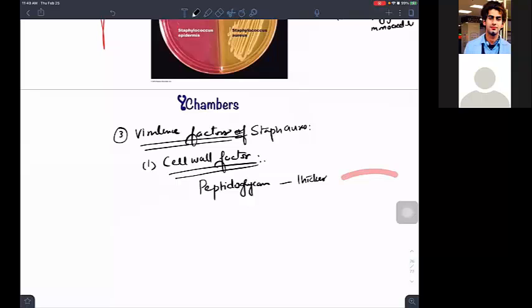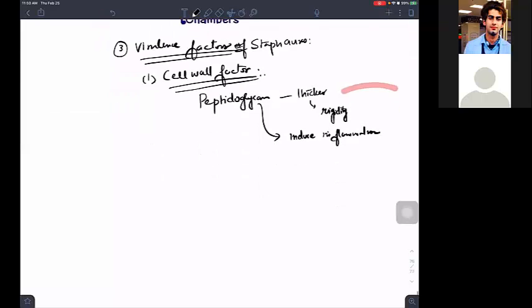If it is thicker, it will give rigidity. So this thickness gives it rigidity, and this peptidoglycan will also be responsible for inflammation. It will induce inflammation. Okay. So what else does it have in the cell wall? We said it has teichoic acid, because it's a gram positive. I told you it's a gram positive. So what is the function of teichoic acid? Can someone tell me?